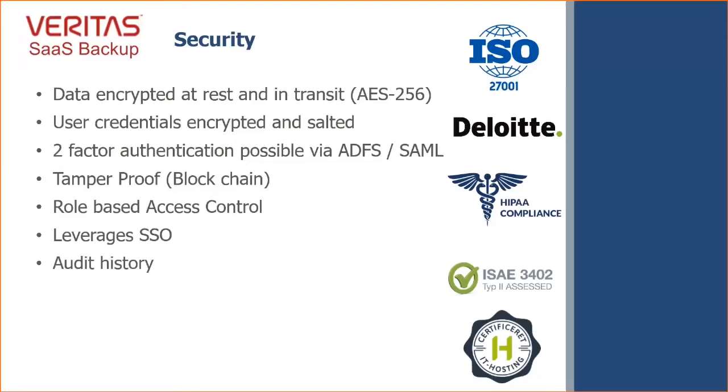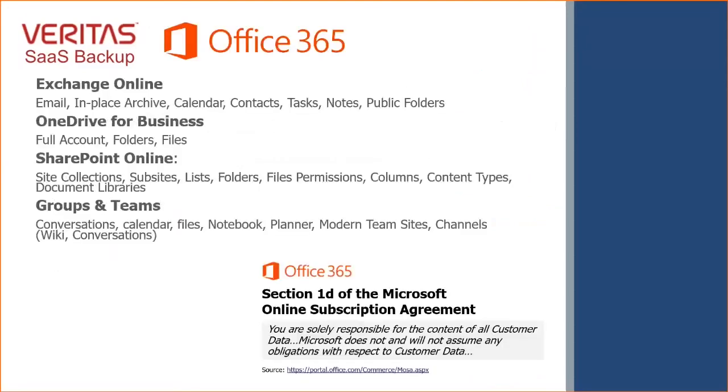So if we have a look at some of the things that we're backing up, like in Office 365, we're able to do Exchange Online, so your email and your in-place archives, calendar, contacts, etc. Your OneDrive, so you're doing folders and files, and within SharePoint, you're doing all of your lists and folders, everything within SharePoint Online, and then of course groups and teams as well.